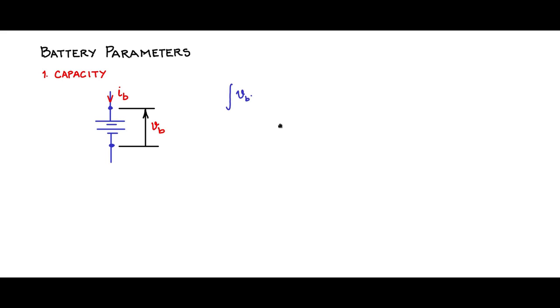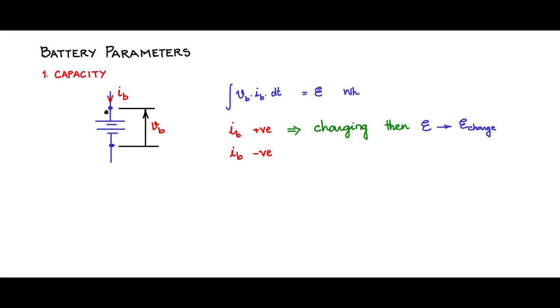So you have the integral of VB IB dt. This is nothing but energy in watt hours. If IB is positive, meaning it is flowing into the positive terminal, it is charging the battery. Then the energy that you would calculate in this fashion would be the charging energy, E charge. On the other hand, if IB is negative, meaning it is flowing out of the positive terminal, in the reverse direction as indicated here, then the battery is discharging.